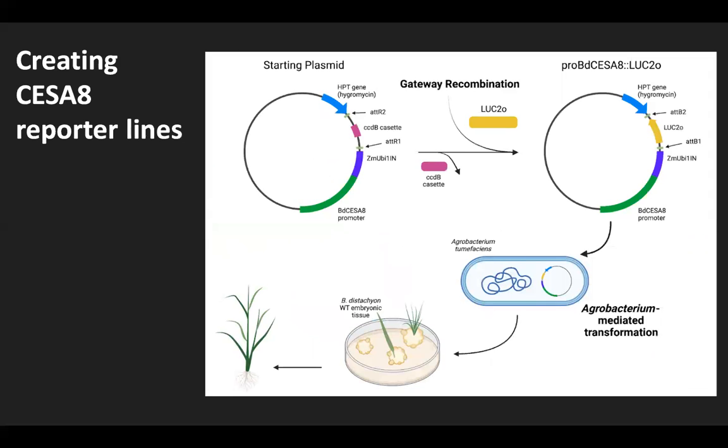So to really quickly go over the vector construction and transformation process in more detail, we started off with a plasmid received from the CEPRIC lab that contained the BD CESA8 promoter upstream of the gateway recombination sites.